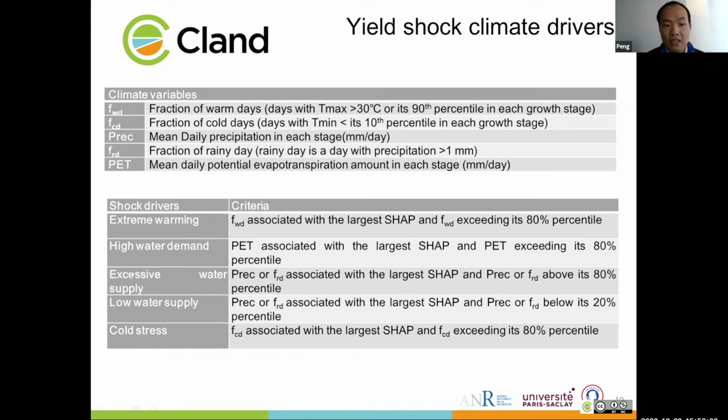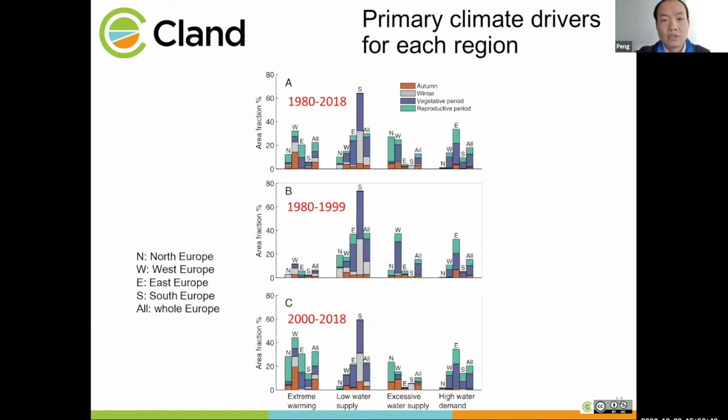That corresponds to excessive water supply and low water supply. That will give a comprehensive evaluation of how climate effects drive the yield shocks. So here, this figure shows a summary of the primary climate drivers for each region in Europe.